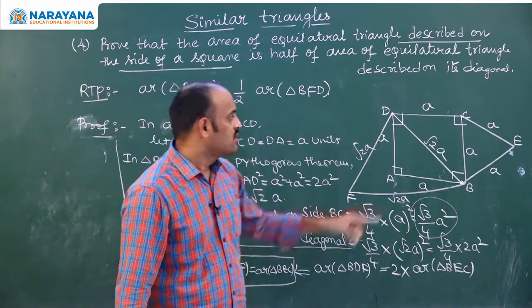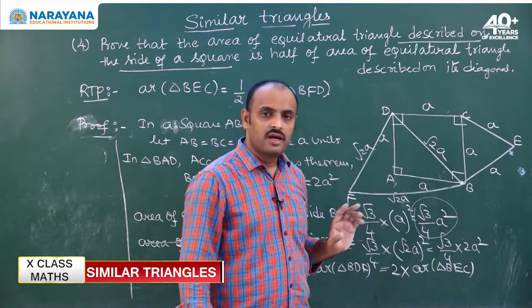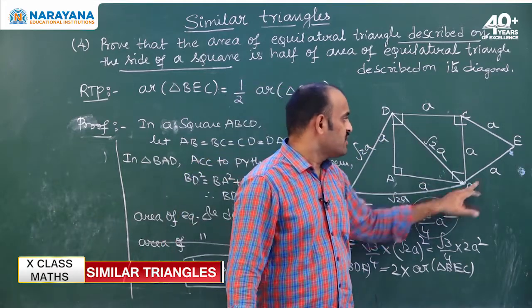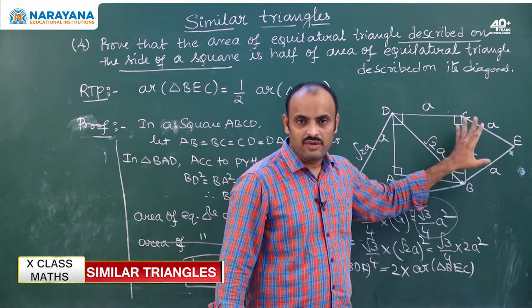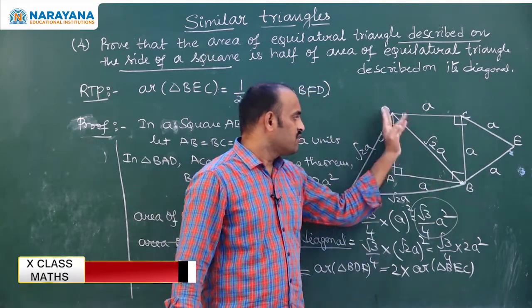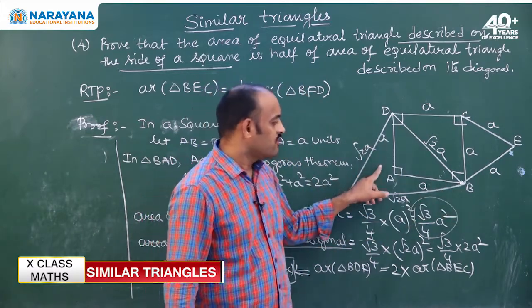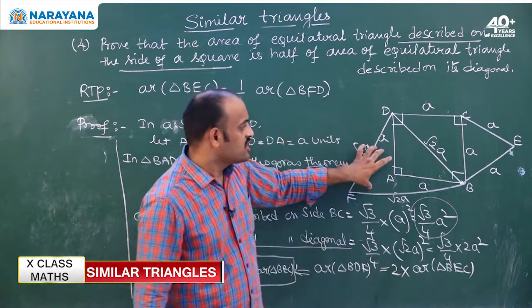So, what we have done: first we have drawn the square with sides A, and on one of the sides we have drawn an equilateral triangle, and then on one of the diagonals we have drawn another equilateral triangle. Then we have found the relation between these two areas.